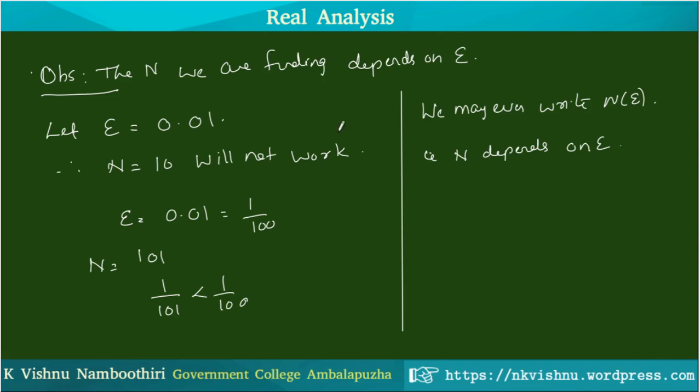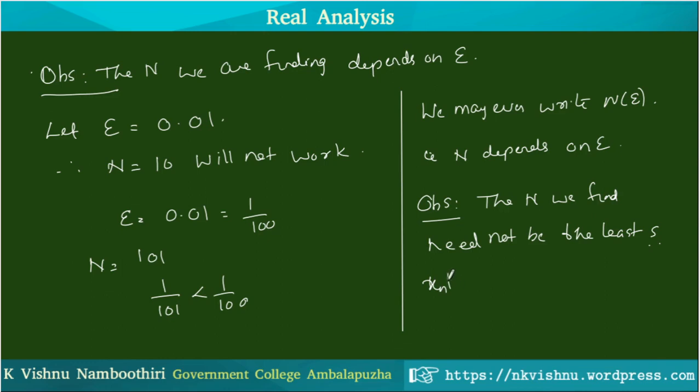The next thing is observation 2: the N we find need not be the least such that xn minus x is less than epsilon if n is greater than or equal to N. We don't have to find the least such possible N. We can find any N, and from that particular N onwards, this xn must satisfy this inequality. That is the only thing. So we don't have to take the strain of searching for the smallest possible N or anything like that. That is not necessary. Now we have another example.